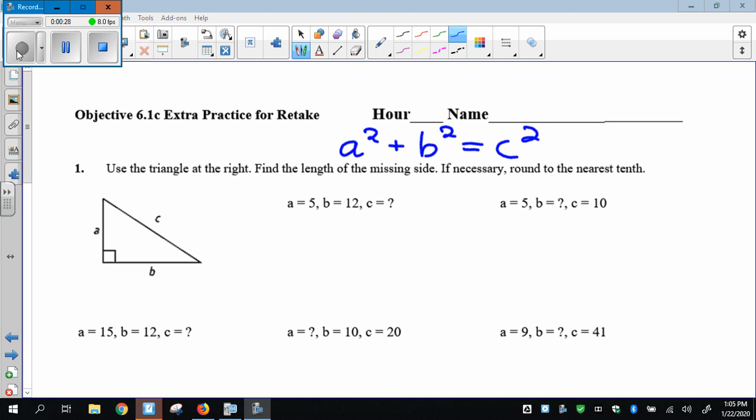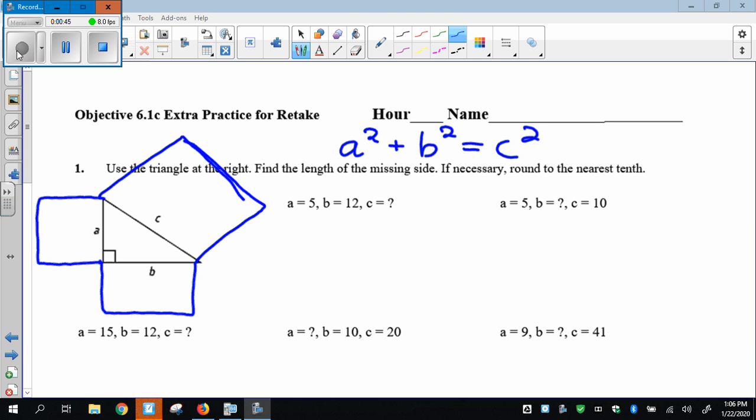What that means is if you have a right triangle and you find the area of the square on the legs, that's the two short sides, and add those two areas together, you'll get the area of the square on the hypotenuse, which is the longest side, the side opposite the right angle. The way you find the area of a square is you multiply the side times itself. So a squared plus b squared will equal c squared.